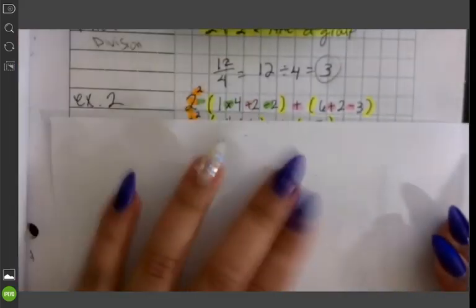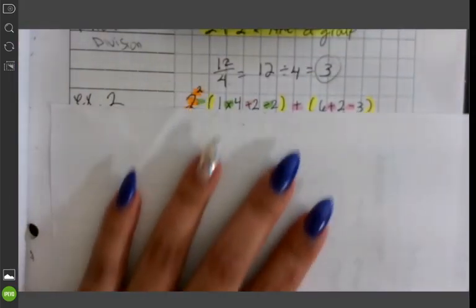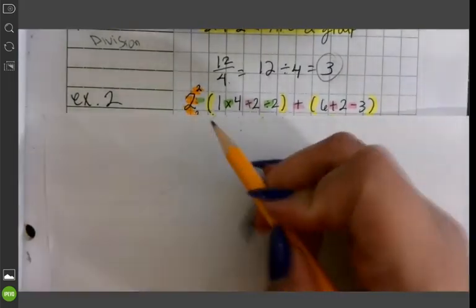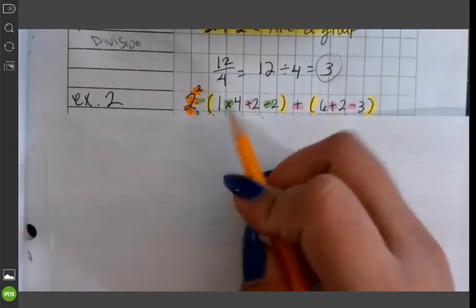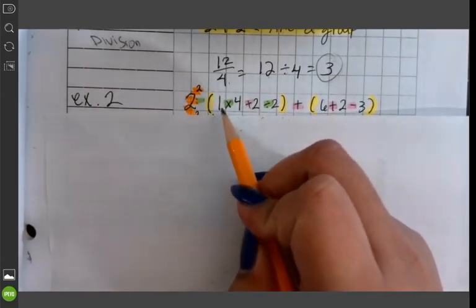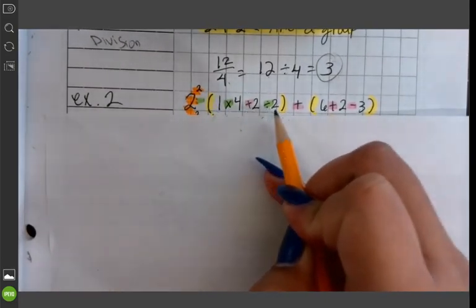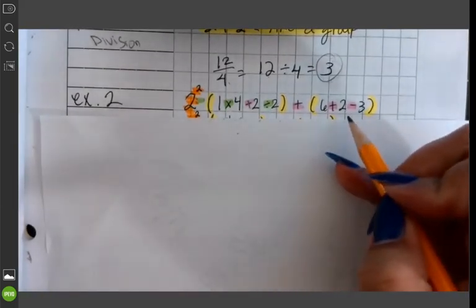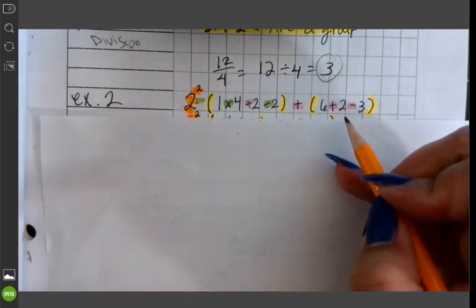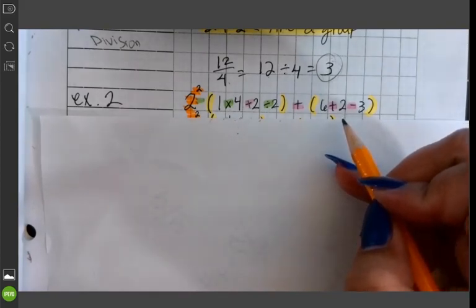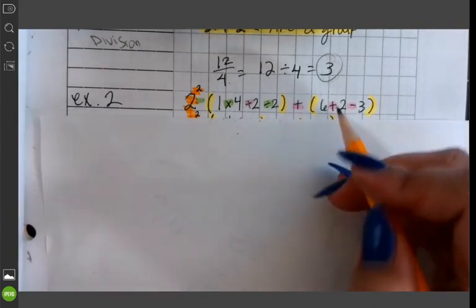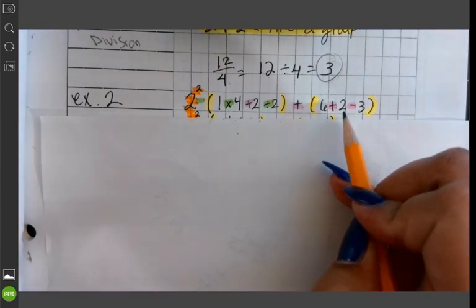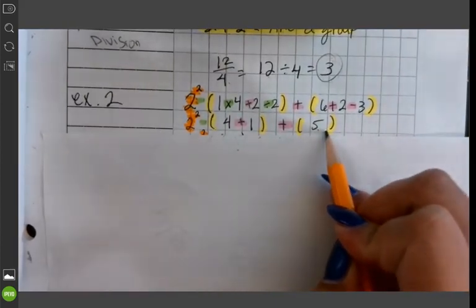Let's do another example of how groups would affect the order of operations. I have the expression 2 to the power of 2 multiplied by the quantity of 1 times 4 plus 2 divided by 2, plus 6 plus 2 minus 3. When we talk about groups, it doesn't matter which group you do first, as long as you do the groups. So I did 6 plus 2 minus 3. 6 plus 2 is 8. 8 minus 3 is 5, right? So I put a 5 there already.